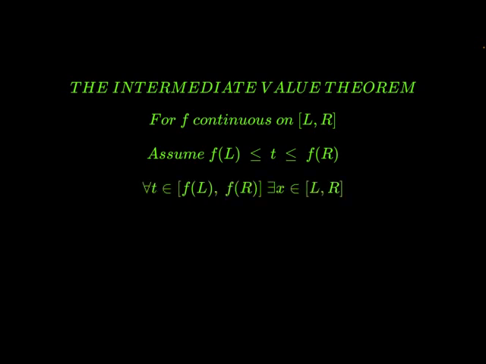So for every t inside this interval between the value of the function at left and the value of the function at right, there exists an x that maps to that t. So it tells us that the function takes on all values between the values it takes on at the endpoints.